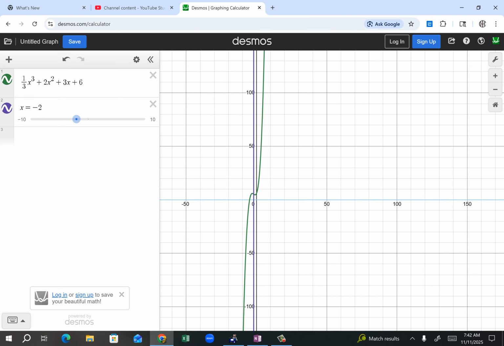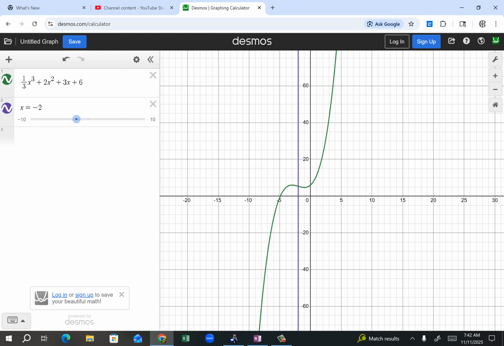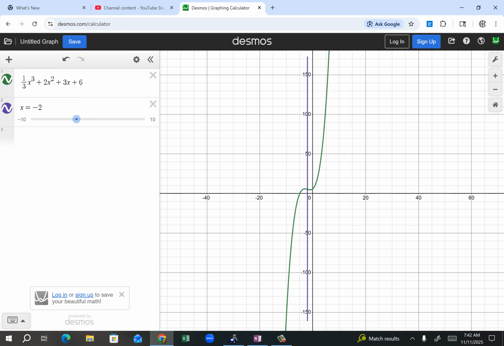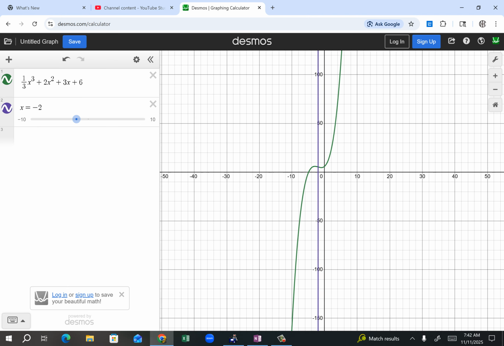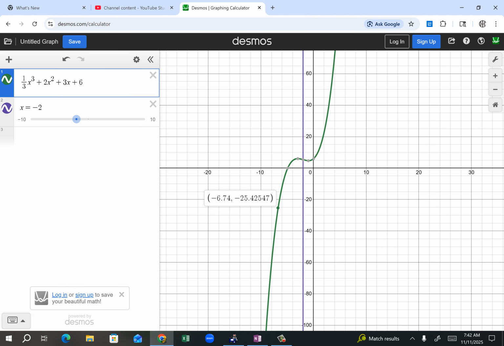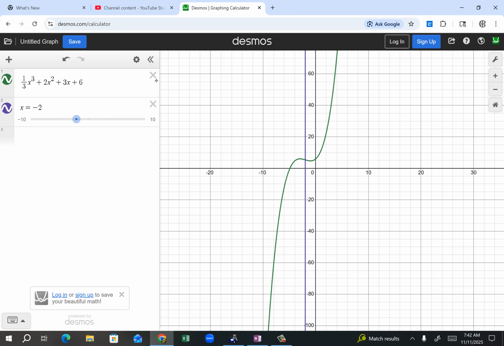It doesn't look that steep, but that is the steepest that it's ever going to be, at -2. Notice it was concave down on this side, all the way to there, and then concave up from here all the way to there. That's the game.